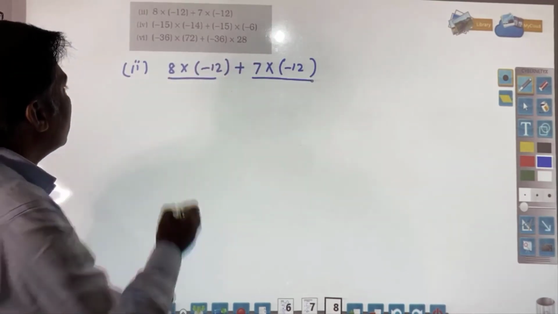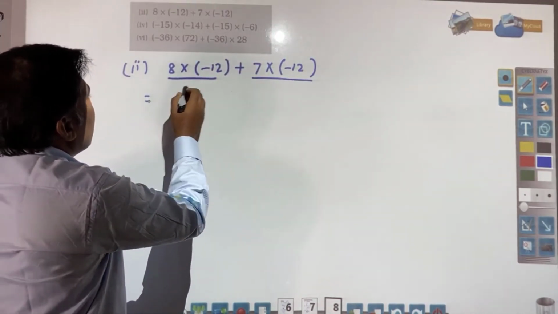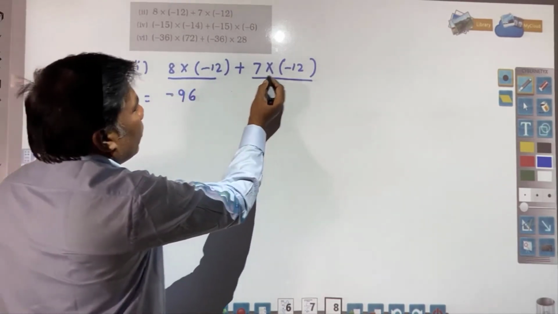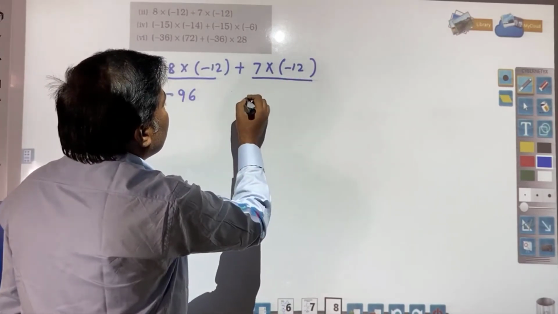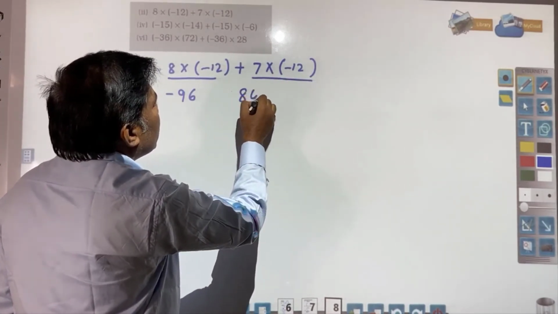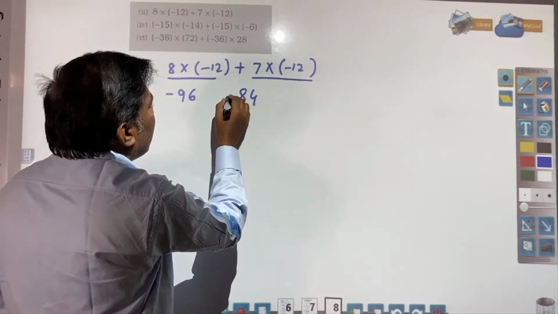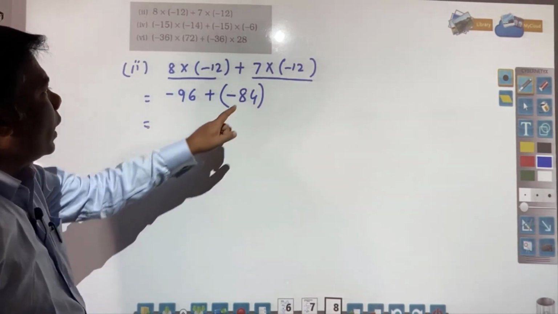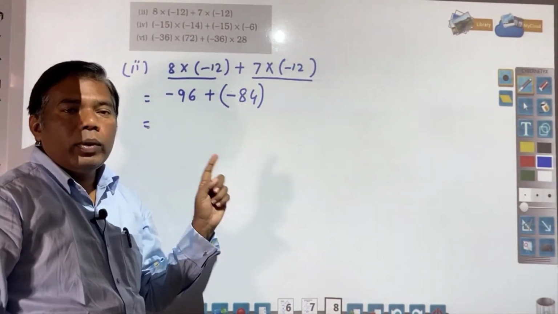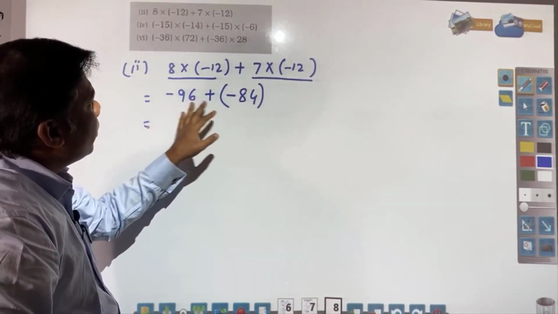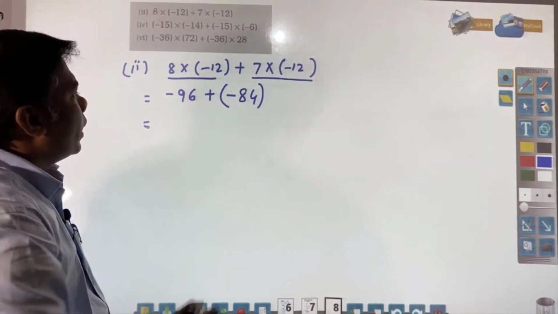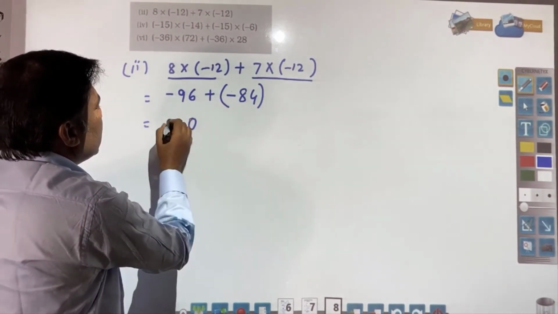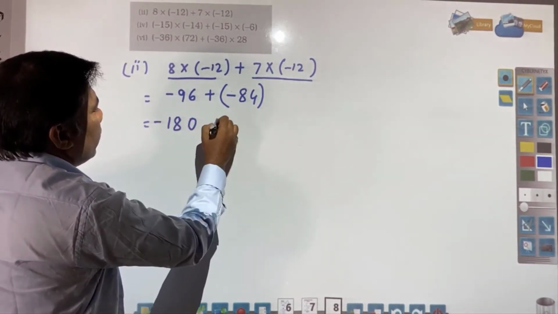So here you multiply these. 12 times 8 is 96. Sign will be negative. 12 times 7 is 84. Sign will be negative. And then you need to add these. If two negative integers are there and you need to add them, what is required to be done? Simply you add the numbers, sign will be negative. 6 and 4, 10, 1 you have, this is 13. Sign will be negative and this will be your answer.